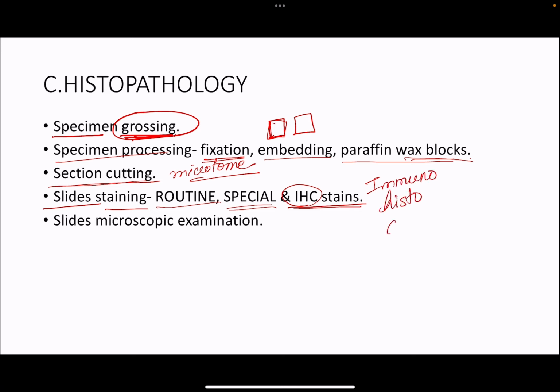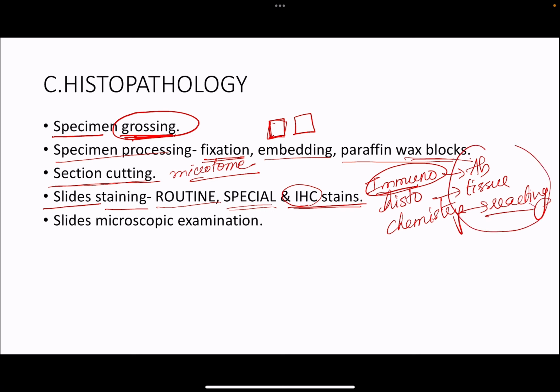Immunohistochemistry literally means: immuno means to do with antibodies, histo means tissue, and chemistry means reactivity, whether the tissue is reactive to a specific antibody staining. That is immunohistochemistry, done at high-end centers. In my college, IHC is not available. We do routine H&E and special stains like Congo red, and we do PAS staining. After the slides are stained, they are ready for microscopic examination.